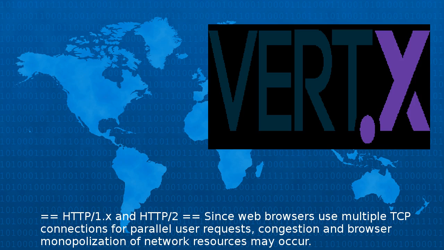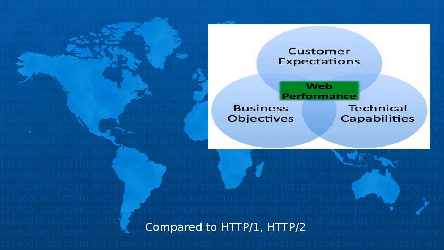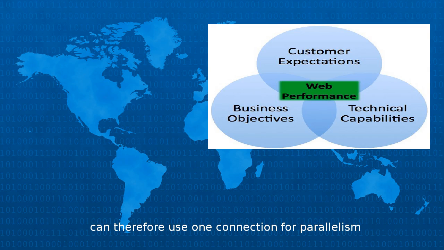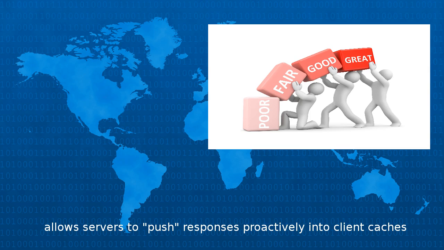HTTP/1.x and HTTP/2. Since web browsers use multiple TCP connections for parallel user requests, congestion and browser monopolization of network resources may occur because HTTP/1 requests come with associated overhead. Web performance is impacted by limited bandwidth and increased usage. Compared to HTTP/1, HTTP/2 is binary instead of textual, is fully multiplexed instead of ordered and blocked, can therefore use one connection for parallelism, uses header compression to reduce overhead, and allows servers to push responses proactively into client caches.